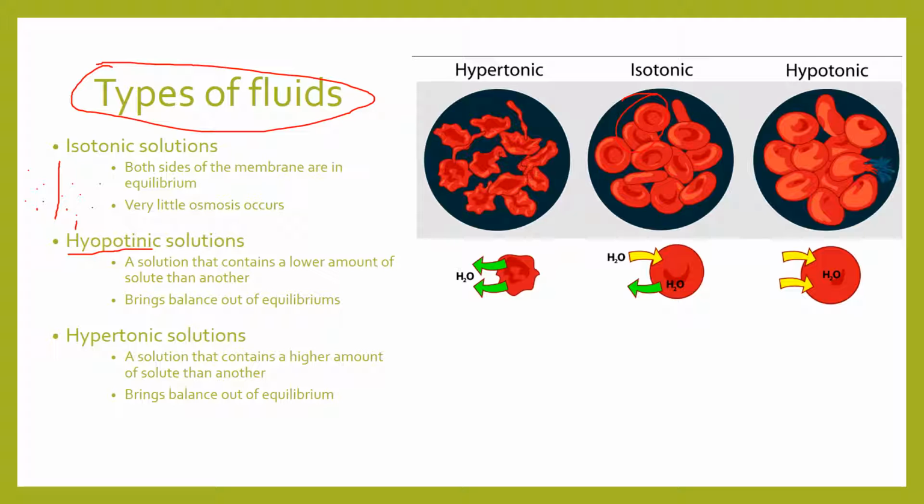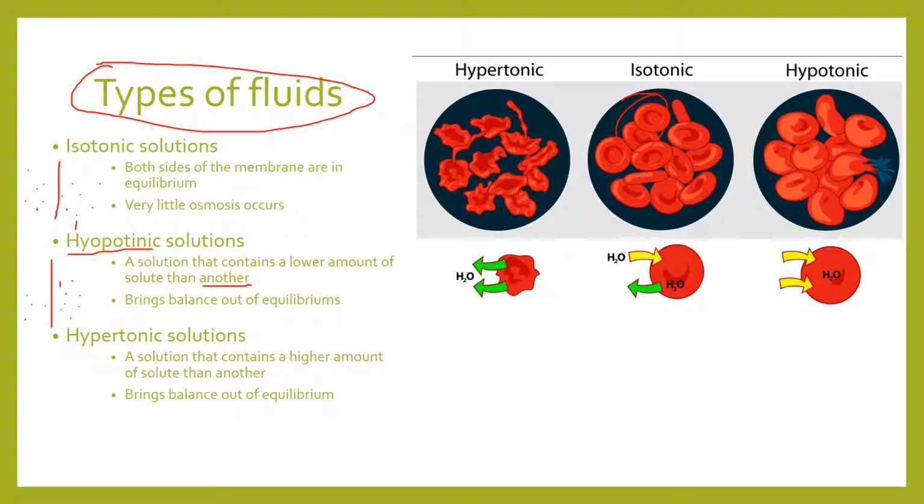Hypotonic solutions are solutions that contain a lower amount of solute than another. Typically, the another that they're comparing it to is inside the cell. So hypotonic solutions, here we have our wall. Say we're going to have 4 on the outside of the cell, and we'll have many more on the inside of the cell.